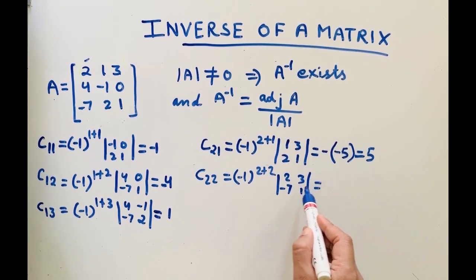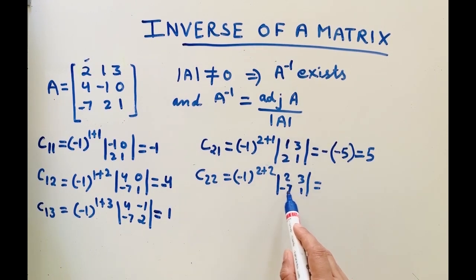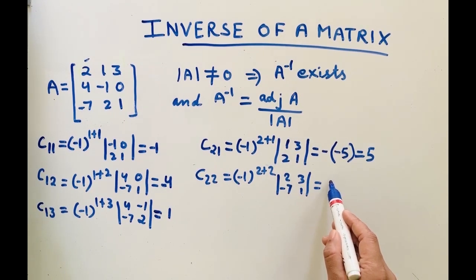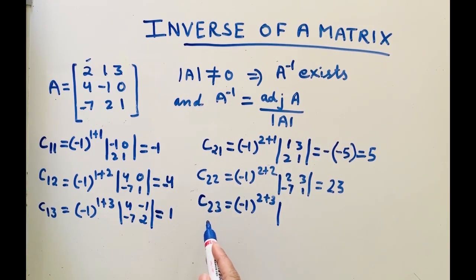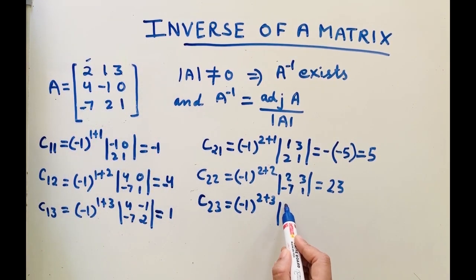So after solving this, you will get here it will be positive, -1 to the power even, so it is positive. So here you will get 2 plus 21, so that will be 23. The same way you can find out C23 also, -1 to the power 2 plus 3, and then second row, remove the second row and the third column.